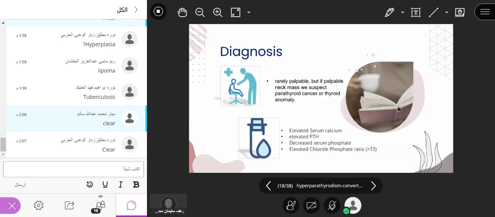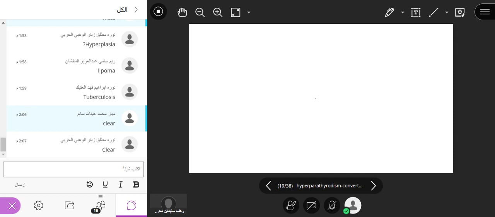The diagnosis, since it's in the thyroid, it's not always palpable. Labs show elevated parathyroid hormone with decreased serum phosphate and an elevated chloride-phosphate ratio above 33.